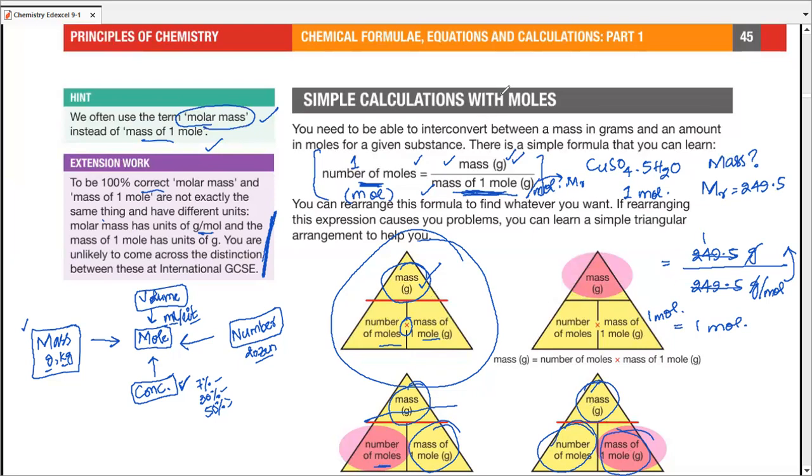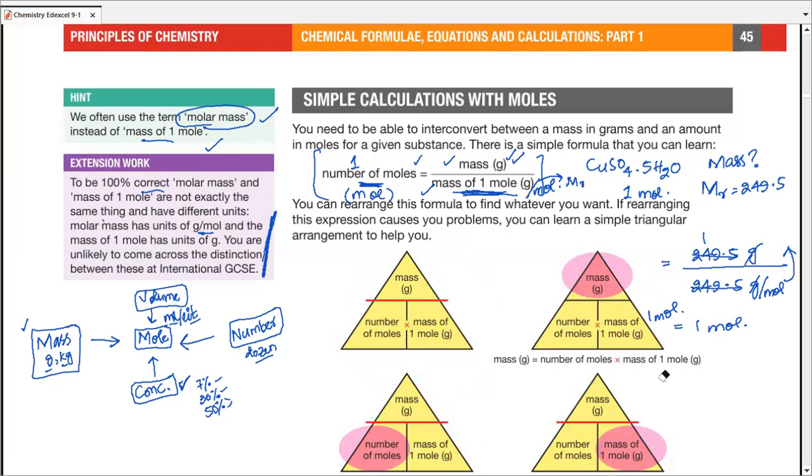With something that has three values in a formula, these triangles can be really helpful. Make sense? This line means division, and this is the multiplication sign. If you need to find this one, multiply these two. If you need to find this one, divide these two, because this sign meant division. If you need to find this one, you need to divide these two, because this sign means division. That's how easy it is. If you remember this formula, you don't need to remember any of these triangles, because the formula and the triangles are the same thing.